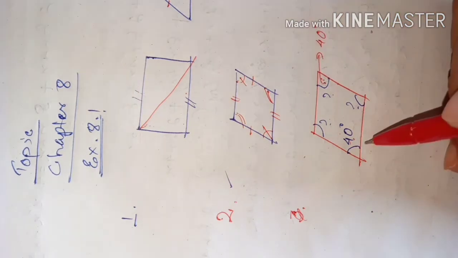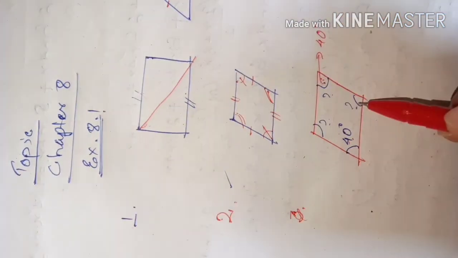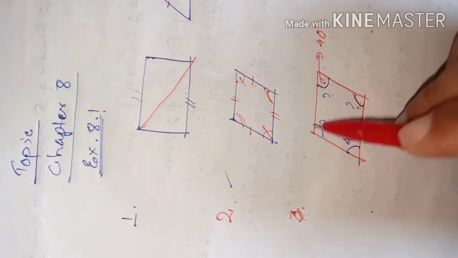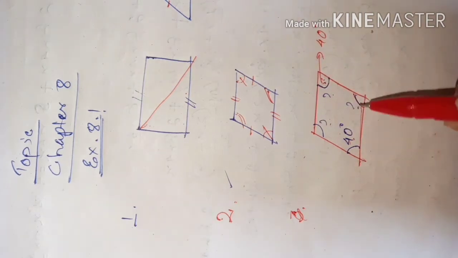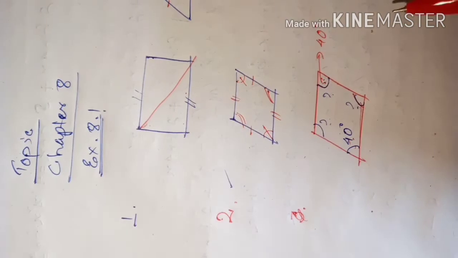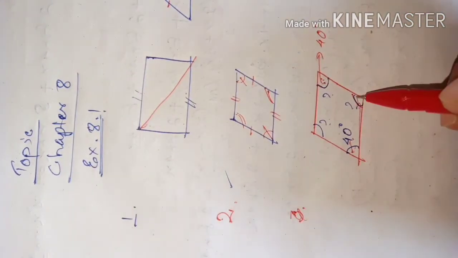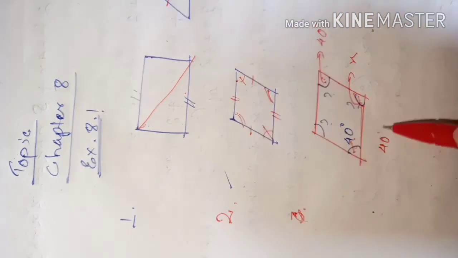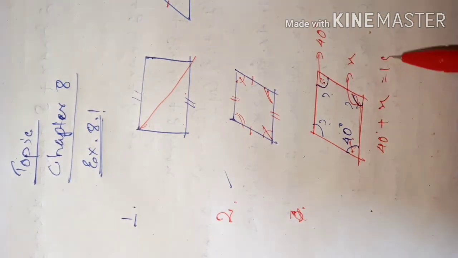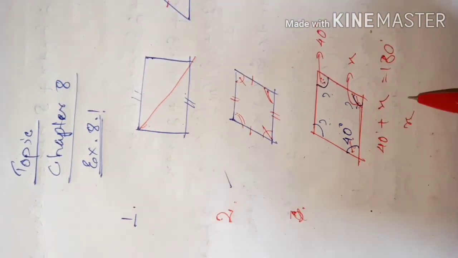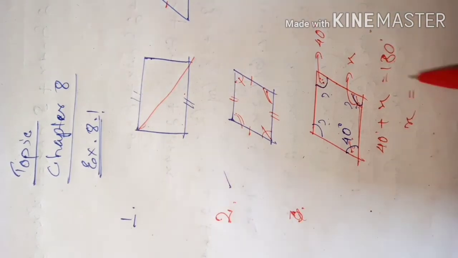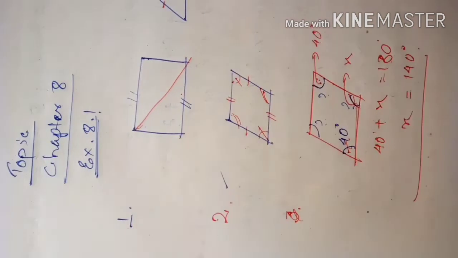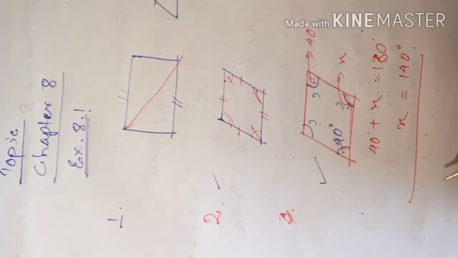Next, which theorem will you use to find the other angle? In a parallelogram, two adjacent angles sum to 180 degrees. If one angle is 40 and the other you consider as x, then 40 plus x is equal to 180. So x equals 180 minus 40, which is 140. This is just in short, reminding you what you have already learned.